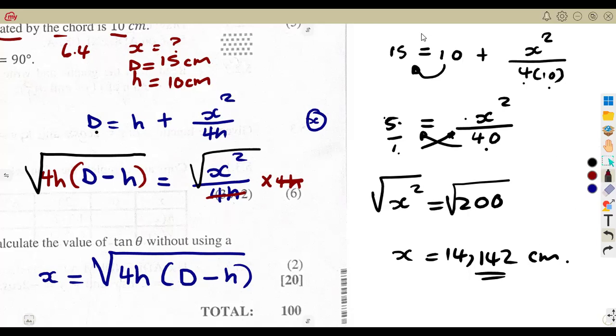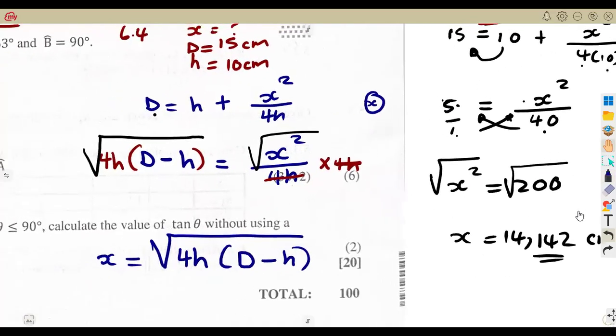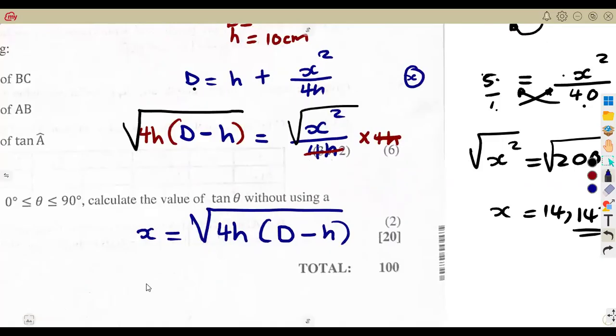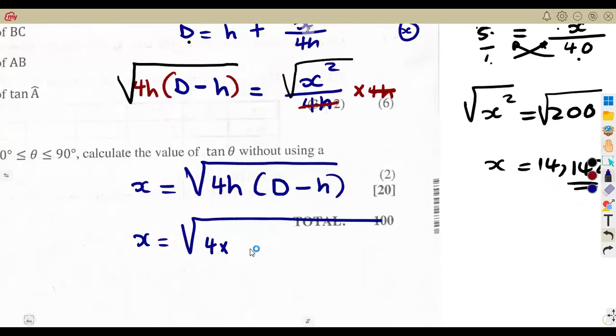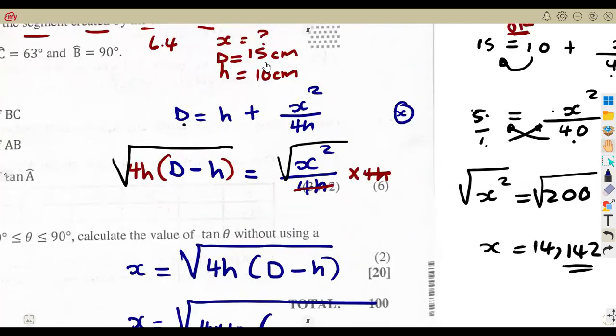You could have just substituted directly, or make x the subject, like here. Then you substitute the values you're given to find x. That is 4 times h. Remember, our h is 10. So that's 4 times 10 into d, our diameter, 15.